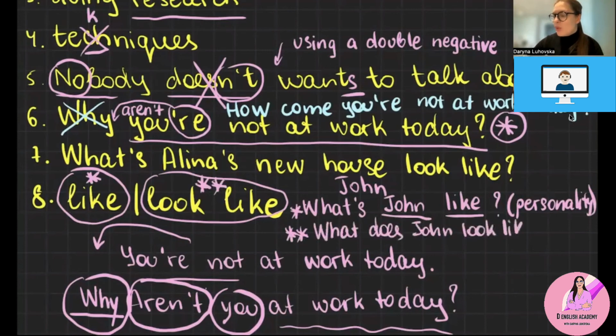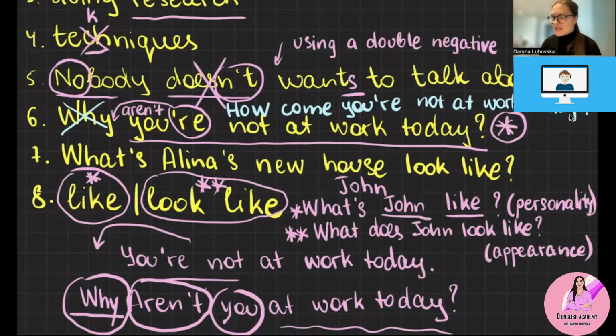So if I say, what does John look like? Am I asking about his personality? No. What am I asking about? How he looks, the height. What he looks like. So his appearance. Appearance, exactly. So coming back to number 7 then, are we asking about the appearance of the house? Yes.